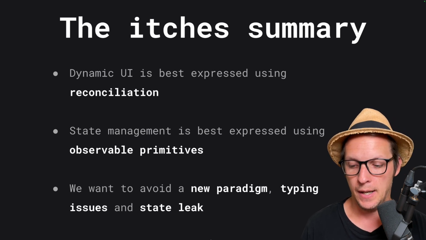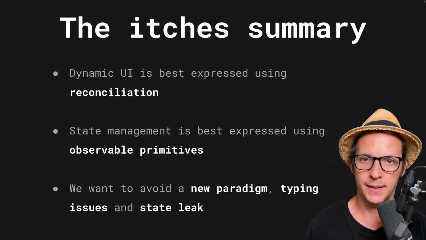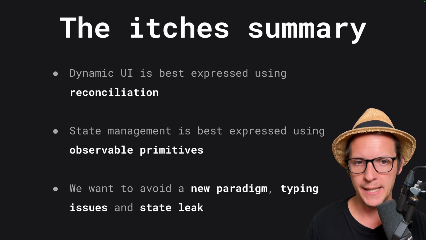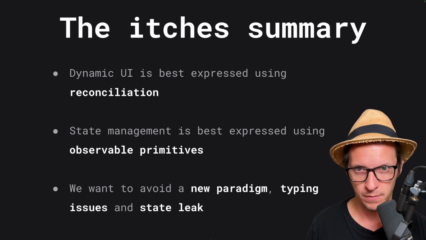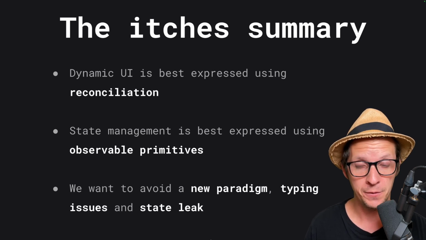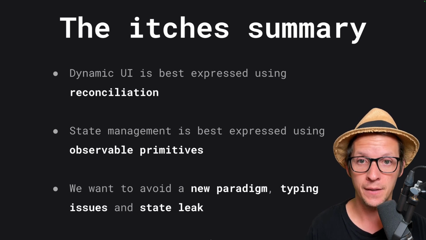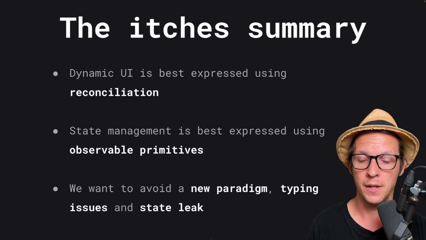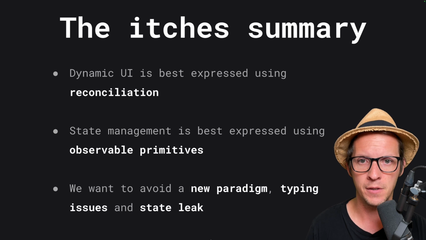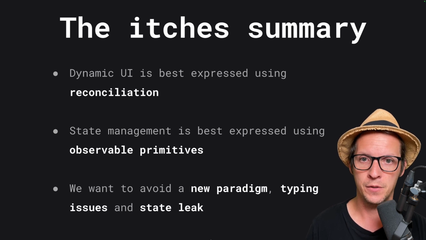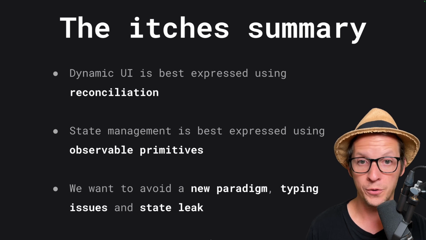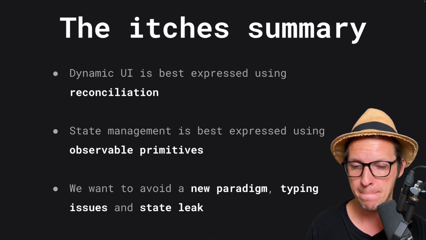So to summarize this, the gist of the summary is that dynamic UI is best expressed using reconciliation. I personally have no doubt about that because we can use just the language. There's no question of what's happening. There's nothing to learn as a JavaScript developer because you're just using the language. Also, it works perfectly with typing.